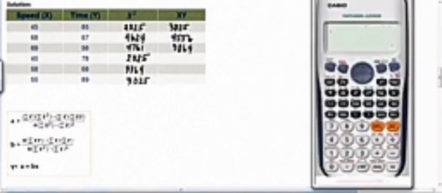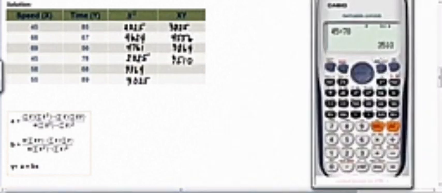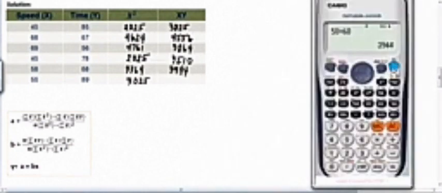So, 3,864. And then, 45 times 78 is 3,510. Last two, so 58 multiplied by 68. So, 3,944. And then the last one would be 55 multiplied by 89. So, 4,895.